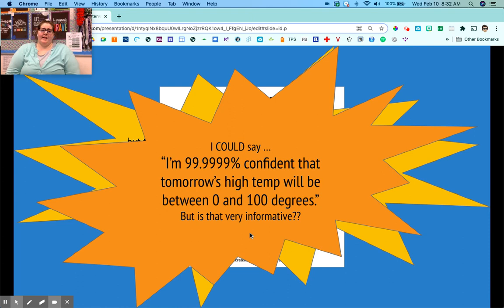So I could, for example, say, I'm 99.9999% sure that tomorrow's high temperature will be between 0 and 100 degrees. I'm very confident because my interval is very wide. But is that very informative? Not really. That doesn't really explain to me, should I wear a jacket? Should I bring an umbrella? This doesn't help me with that information because it's very, very, very vague.